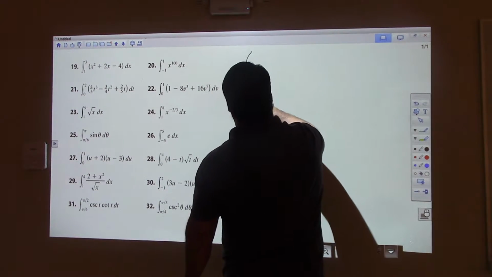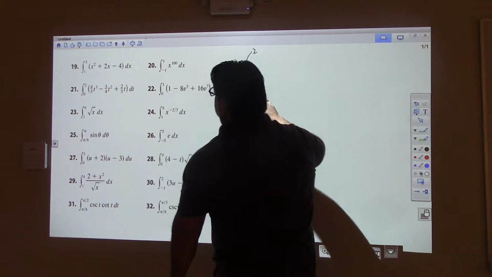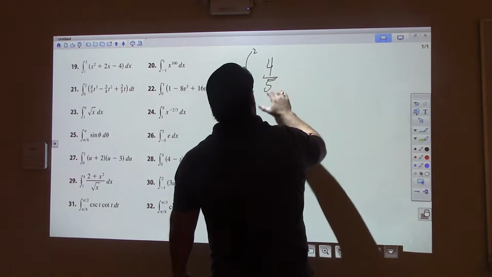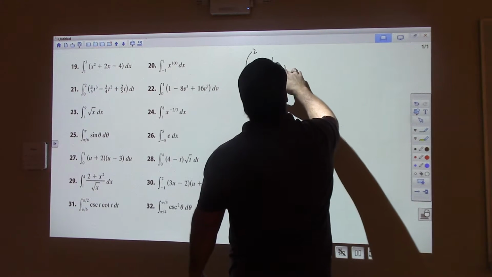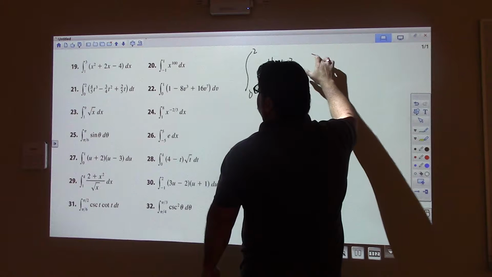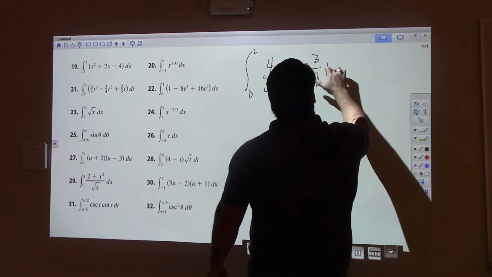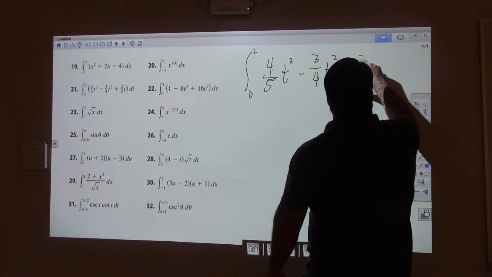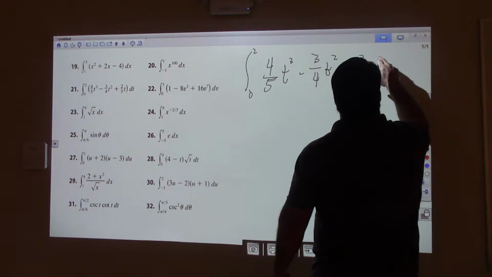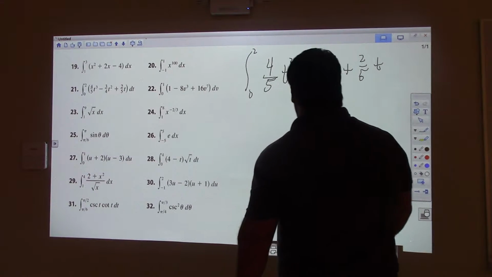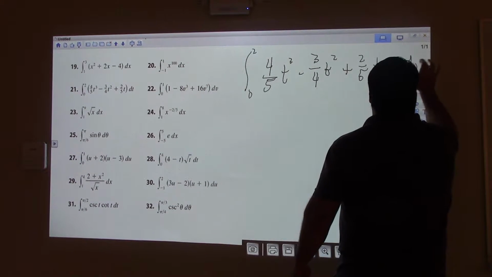Antiderivative from 0 to 2 of 4/5 t to the third minus 3/4 t squared plus 2/5 t dt. And that really looks terrible.